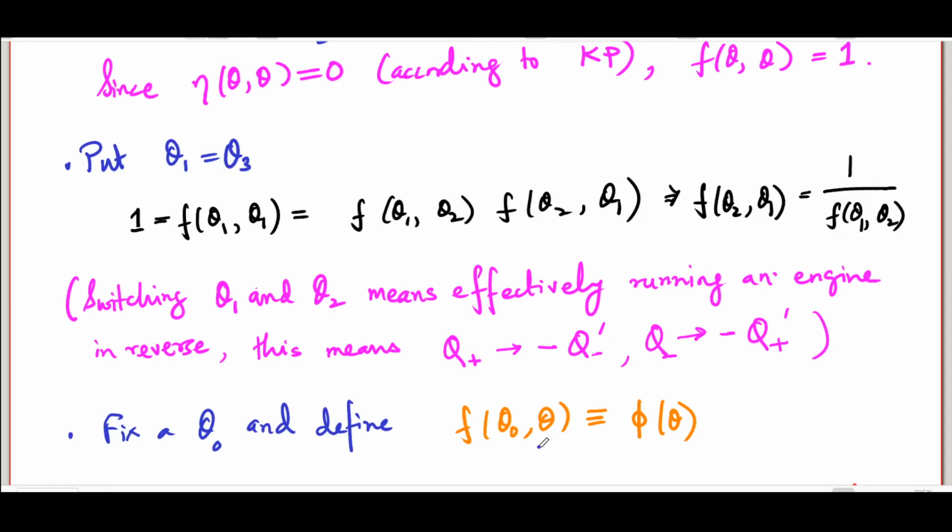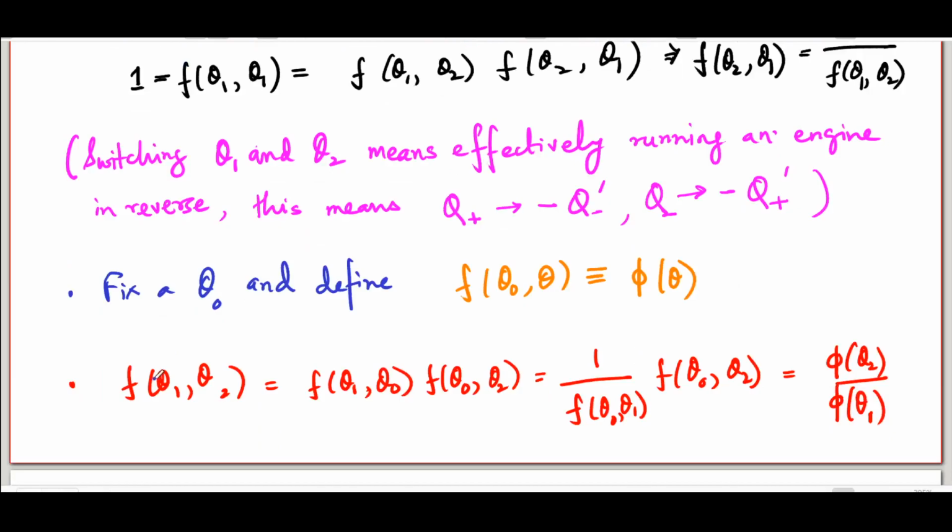The important thing is the moment you have defined this function phi of theta, that's enough to figure out what f of theta 1 comma theta 2 is going to be, because f of theta 1 comma theta 2, according to our overarching principle, has to be f of theta 1 comma theta 0 times f of theta 0 comma theta 2, and f of theta 0 comma theta 2 by definition is phi of theta 2. F of theta 1 comma theta 0 is the reciprocal of f of theta 0 comma theta 1, which of course is phi of theta 1. So we see that the function f of theta 1 comma theta 2 must have the form some function phi of theta 2 divided by the same function phi of theta 1.